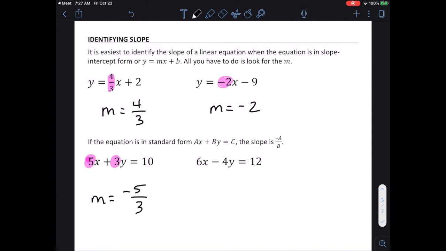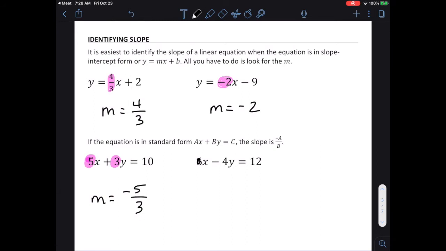And the whole reason that is true is because if we were to solve this for y, we need to subtract 5x from both sides, which turns 5 into the opposite, -5. And then we would divide by 3 to get rid of the 3 next to the y. So that's why we end up dividing the -5 by 3. Okay, in the second one, same thing.